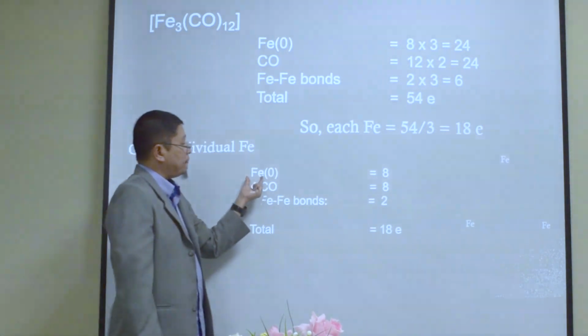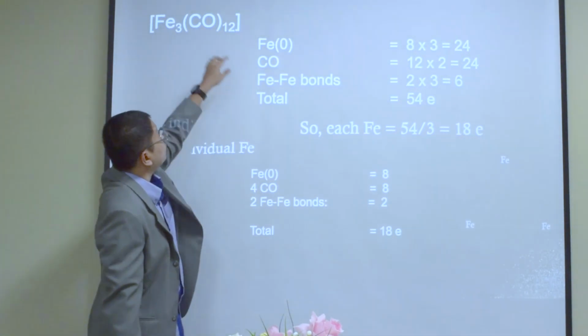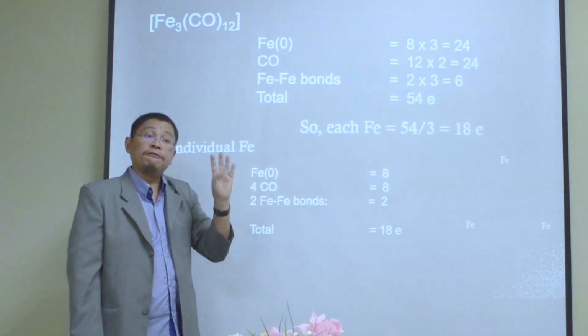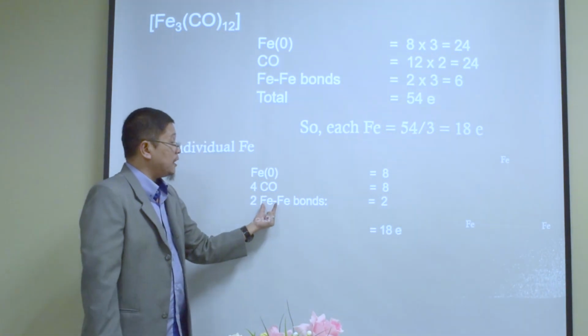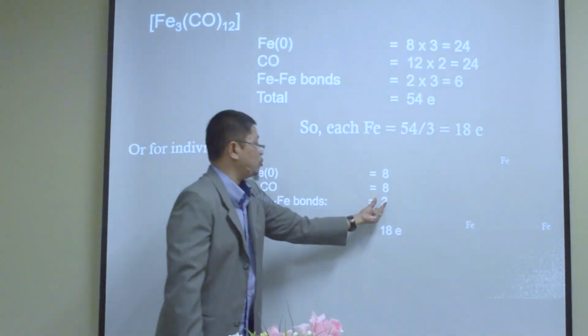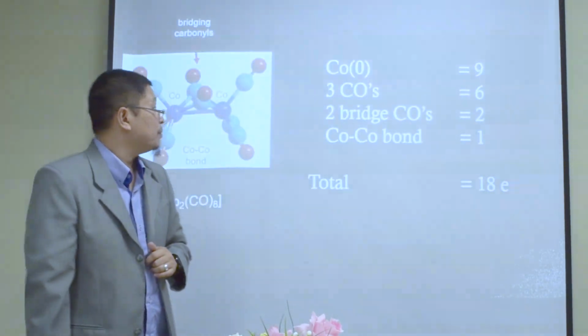For Fe, which is group 8, each Fe gets 4 from the CO, because originally we have 12 and you divide by 3, so each Fe will get 4. So 8, plus the 2 Fe bonds, 1 and 2, so it's 2 electrons. Then you total up, and it becomes 18 electrons. Alright?